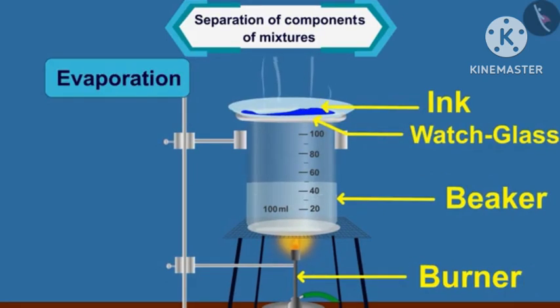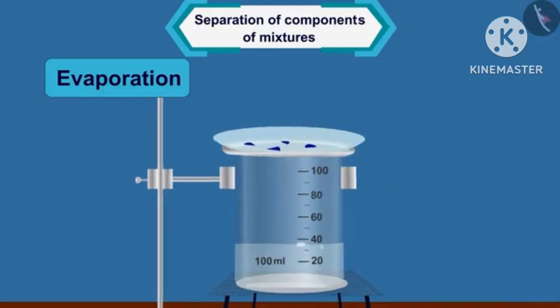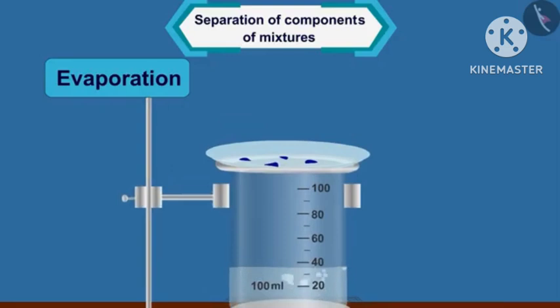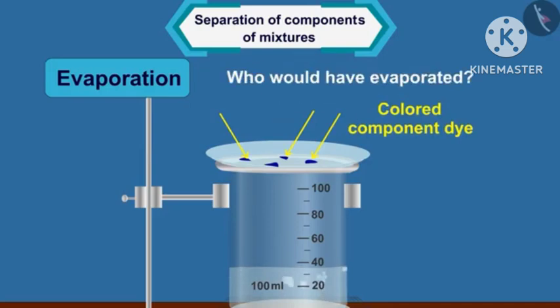We will continue heating the beaker until it evaporates. After a while, you will see that there is no change in the watch glass. Then we will stop heating it. Is there any residue left on the watch glass? Yes. We can see that the blue component, the dye, appears as a residue on the watch glass. So, according to you, which substance has evaporated from the watch glass? Absolutely correct. Water.